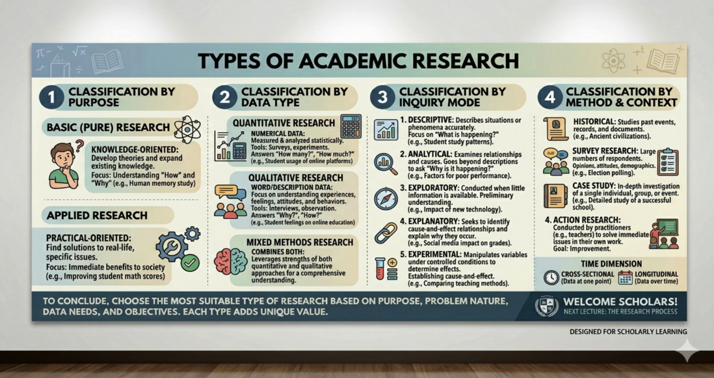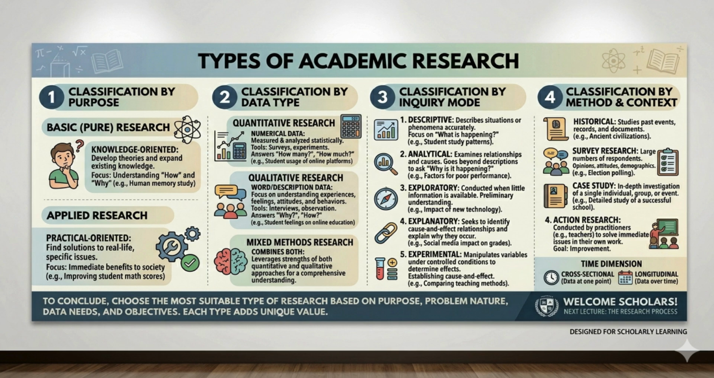On the other hand, applied research is conducted to solve a specific practical problem. It focuses on finding solutions to real-life issues. For instance, if a researcher studies how to improve students' performance in mathematics or how to reduce traffic congestion in a city, the study is aimed at solving a practical problem. Applied research directly benefits individuals, organizations, and society.